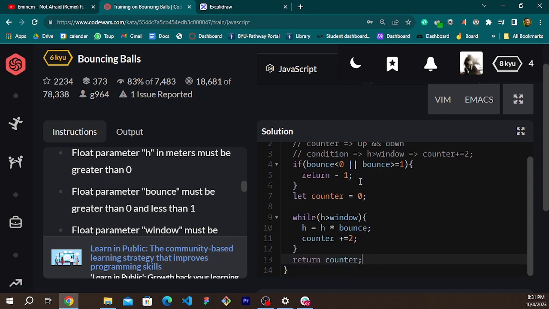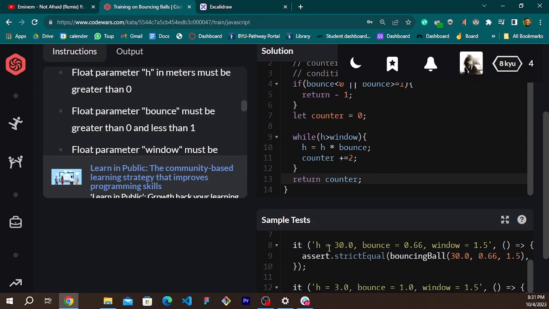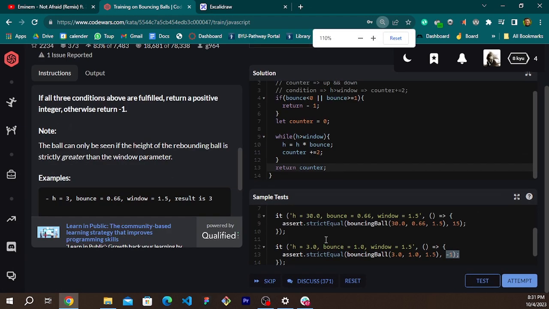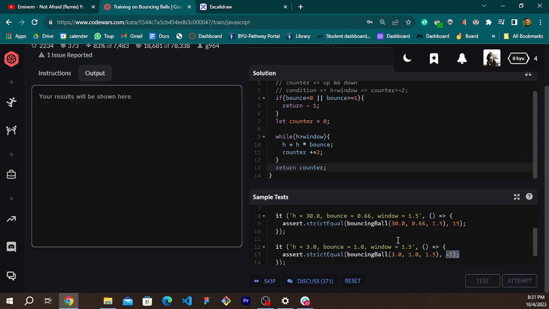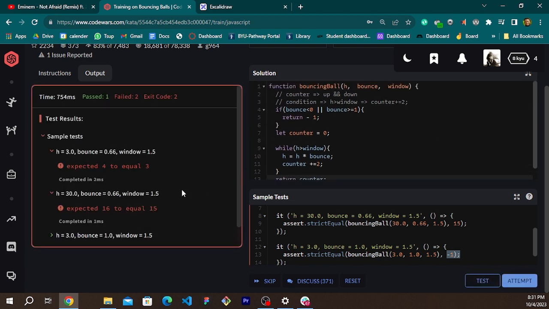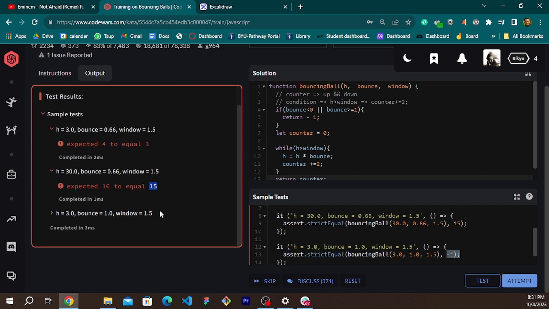Let's run it. Let me minimize a bit. If I run the test here to see if what I did is correct, I know the result would fail, right? The reason why it will fail, here you see it expected 4 to equal 3. What does it mean? It means I'm returning 4 while the answer is 3. Expected 16 to equal 15. So that means I'm having 1 plus to the answer, right?